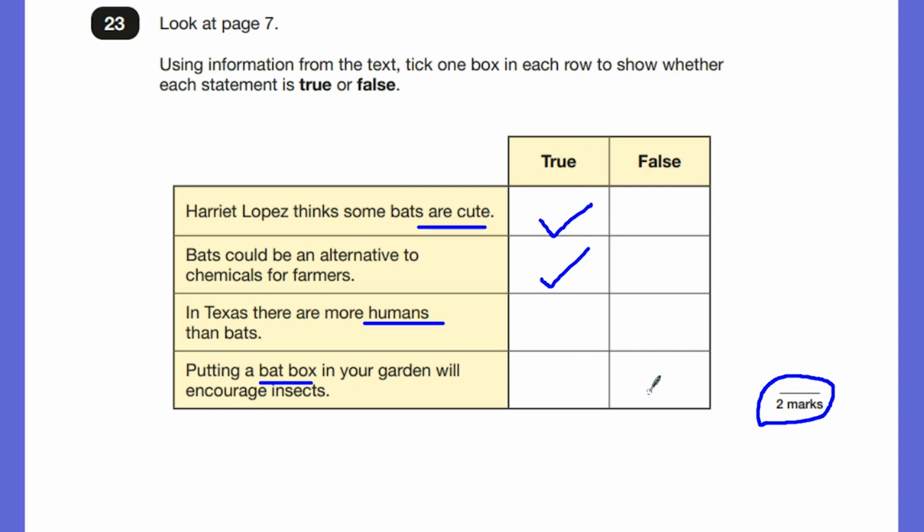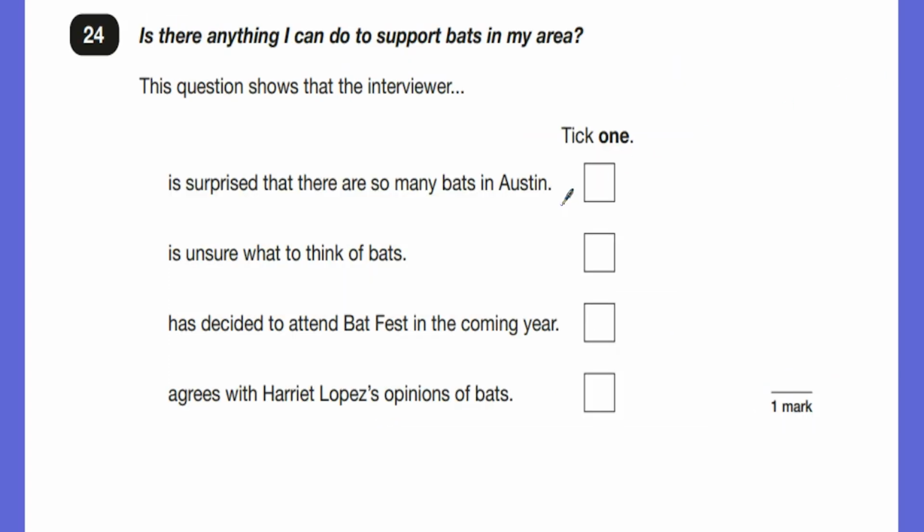Okay, putting a bat box, I think that is false. That one we checked, definitely true. So in Texas, there are more humans than bats. This must be false, because we've already said that there are 15 million bats in Texas. I don't think there are that many humans. 24. Is there anything I can do to support bats in my area?